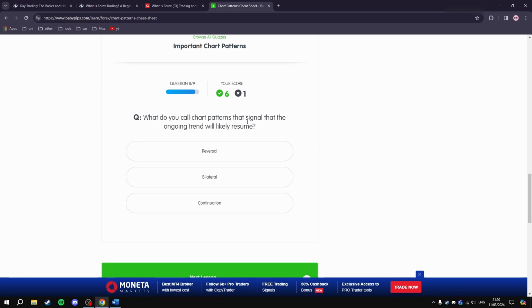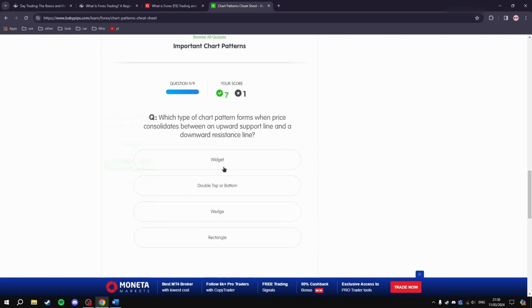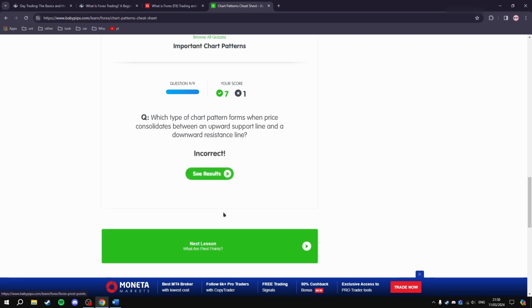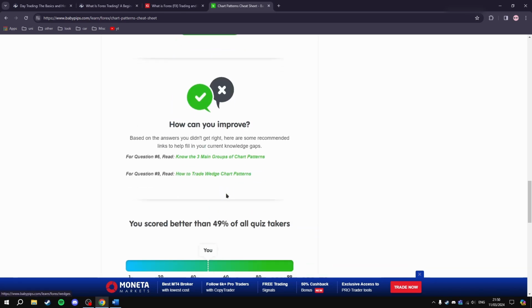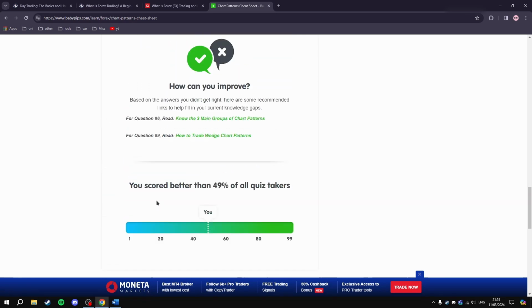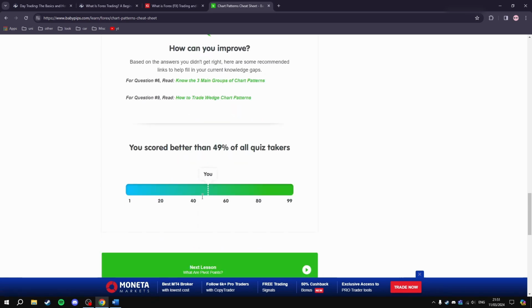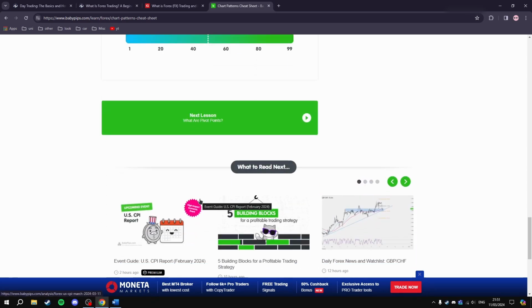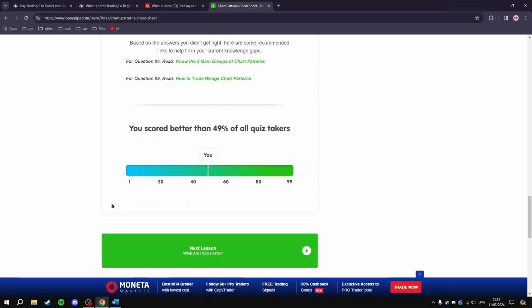What do you call chart patterns that signal that the ongoing trend will likely resume? Continuation. Which type of chart patterns form when price consolidates between an upward support line and a downward resistance line? That's a rectangle, isn't it? Nope, never mind. Right, so that's a wedge. Number 3, what was number 3? I can't remember. I'll rewatch this video and figure it out.